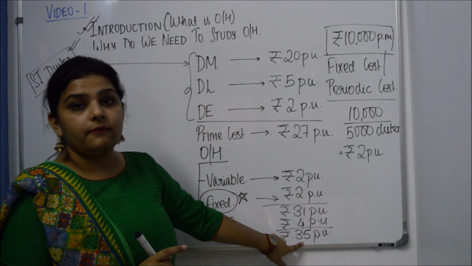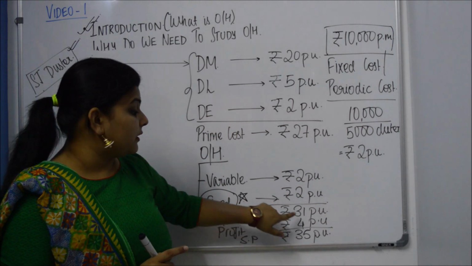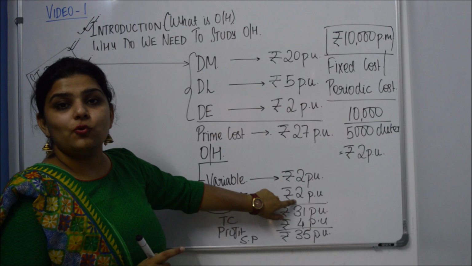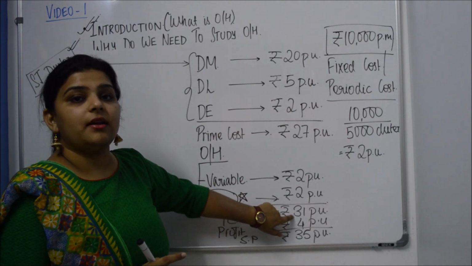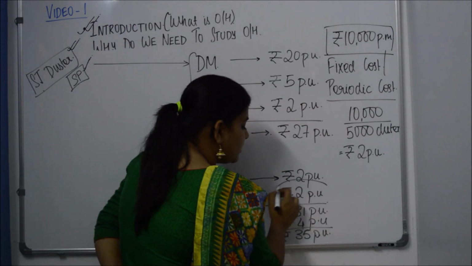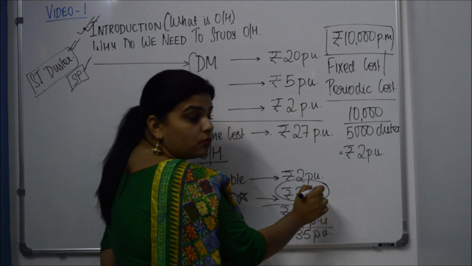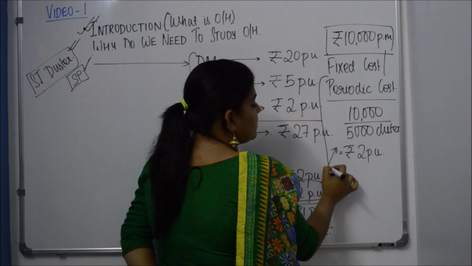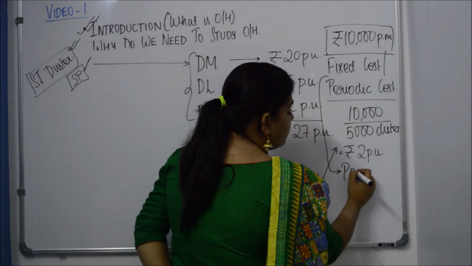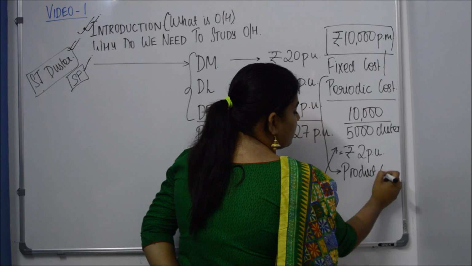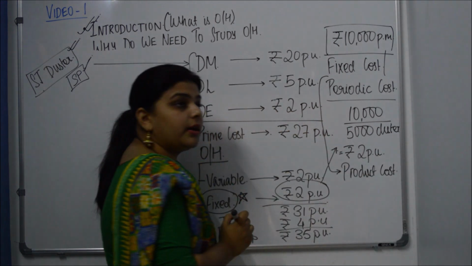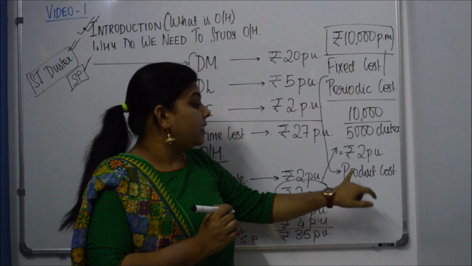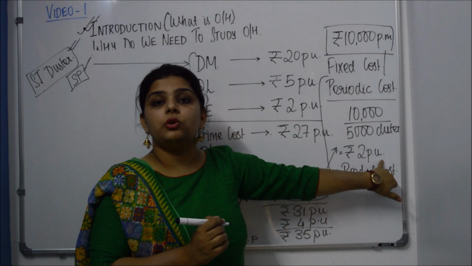How did I get this 35? Can I get this 35 without this 31? No. Can I get this 31 without this 2? No. For getting this 31, I need to know this figure, and for getting this ₹2, I need to convert the periodic cost into a product cost. What did I do? I converted a periodic cost, a per month cost, into a product cost, that is a per unit cost.